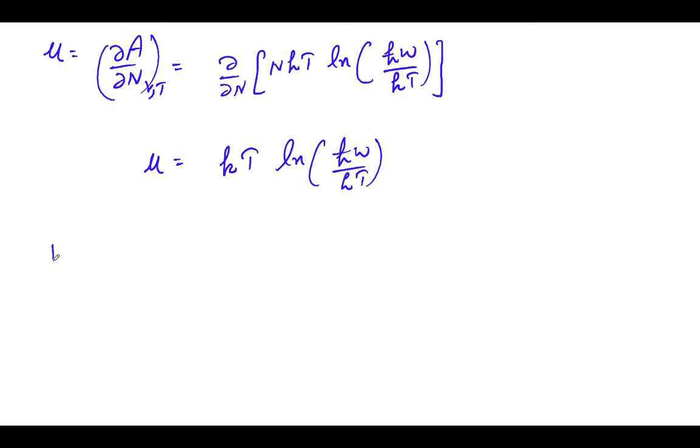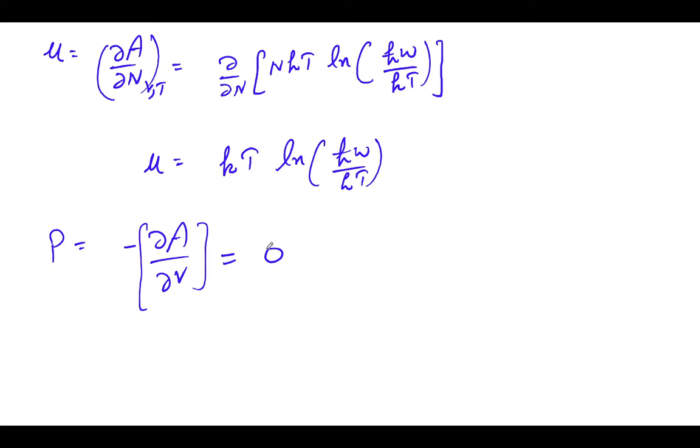Similarly you can find out the pressure by putting the Helmholtz free energy in this curly by curly V integration. Since in the value of A you can see that there is no term related to volume, the pressure comes out to be equal to 0 for this case.